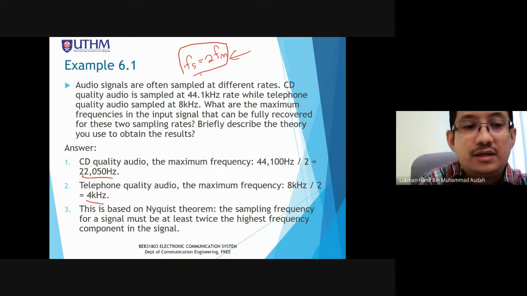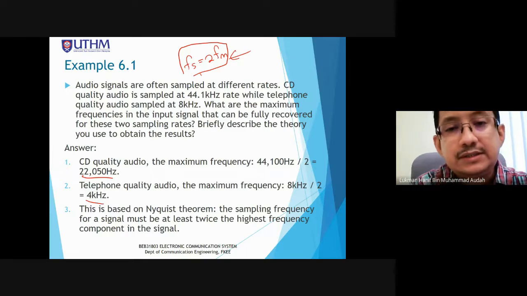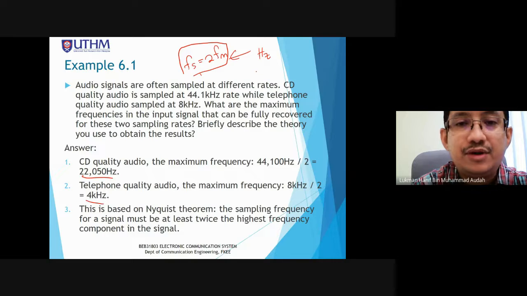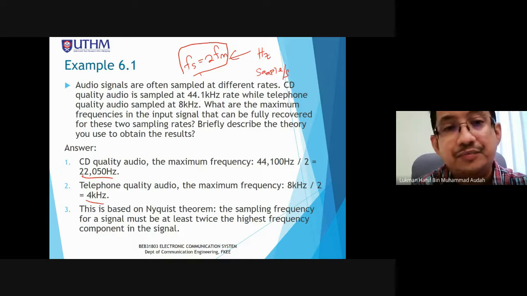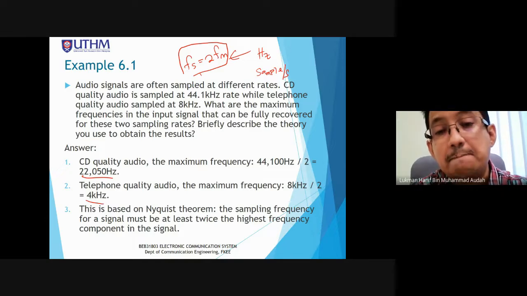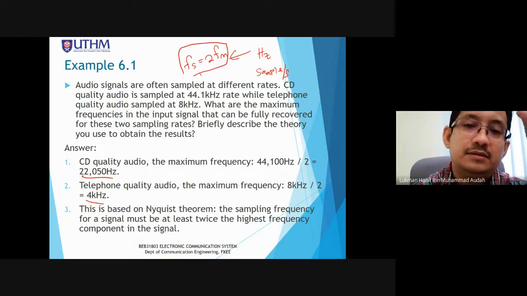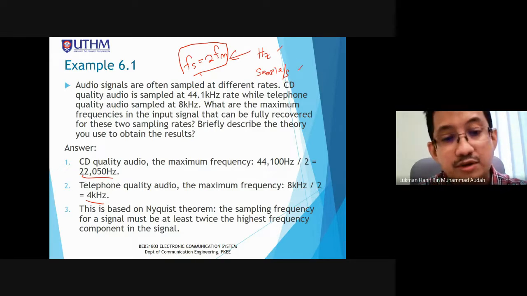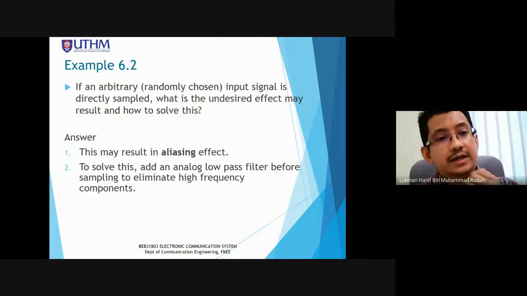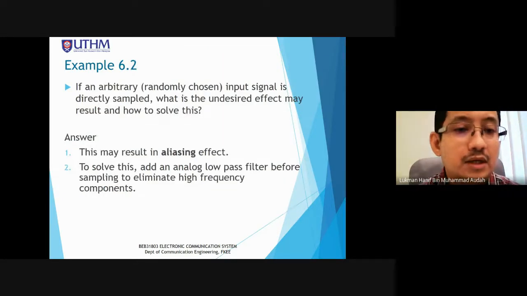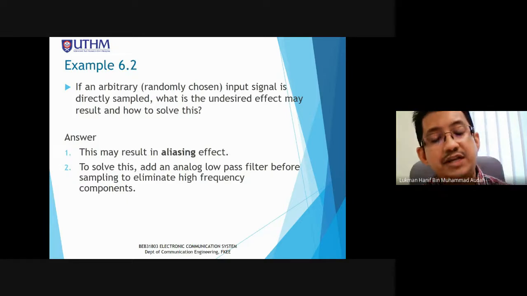Okay, so remember that Fs, sampling rate, the unit for sampling rate is hertz, or you can also write the sampling rate as sample per second. Boleh juga, tak ada masalah. Okay, sampling rate ini sebenarnya menggambarkan berapa banyak sampel yang kita ambil in 1 second. So you can write in term of hertz or you can write in term of sample per second, no problem.